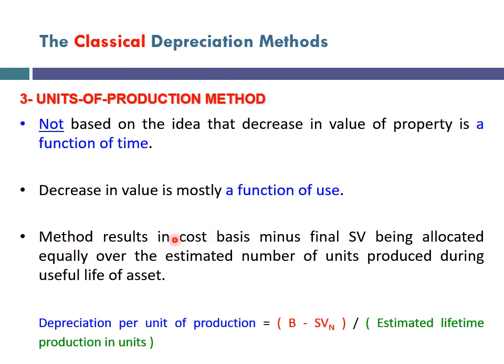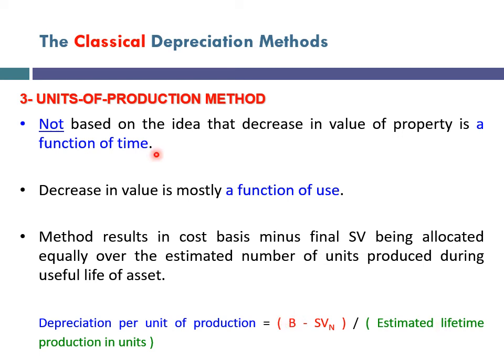So this method results in cost basis minus final salvage value, like the straight line method, being allocated equally over the estimated number of units produced during the useful life of the asset. So let's be more specific, more clear. In order to calculate the depreciation per unit of production, per unit of kilometer in a car, what do we do? Initial book value minus final salvage value, exactly the same as the straight line method, divided by the estimated production amount, the number of products that can be produced during the lifetime.